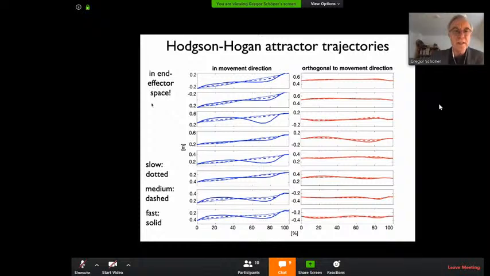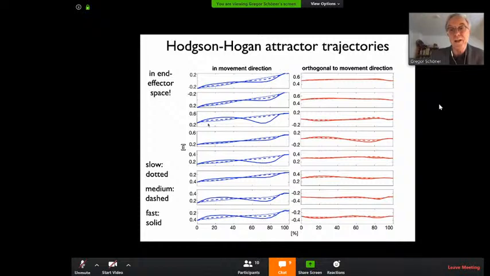An interesting observation is that you can transform these estimated motor commands into end effector space. We use the Hodgson-Hogan attractor trajectories. I don't know if anybody knows that. So you compute theoretically from the model the hand path at which all the forces are in equilibrium. And so this is along the movement direction, and that is orthogonal to the movement direction. And for the 8 different movements, you see it's astoundingly uniform.